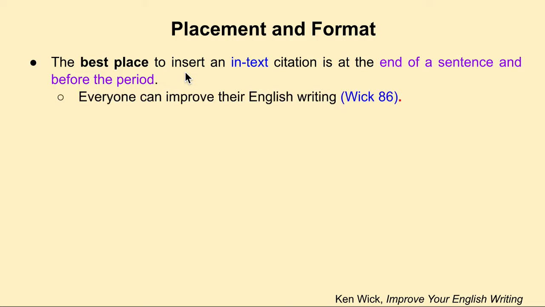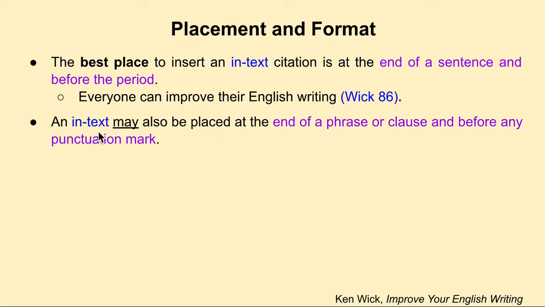If you're wondering what an in-text citation looks like, if you haven't watched any of the other videos, it would be something like this. Everyone can improve their English writing. Wick, page 86. So this blue comment means this statement is sourced to Wick, page 86. So you can go to the works cited section, where everything is alphabetized by author's last name, go down to the reference written by Wick, and there you would see the reference, and then it's page 86 in that source.